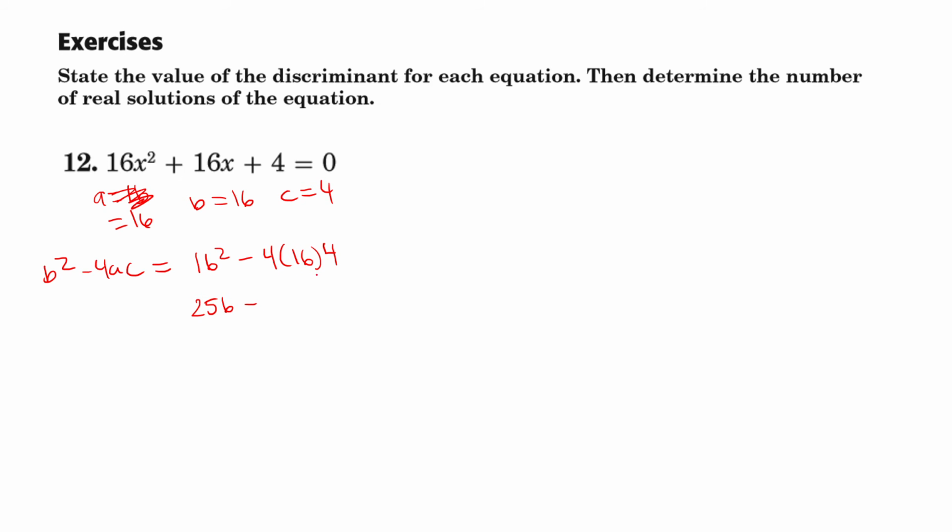And then this is also going to be 256, because 4 times 4 is 16. 16 times 16 is 256. So this one's going to be 0. And if your discriminant is 0, that means you have 1 real root. And I prefer 1 repeated root. But either one of these is fine.